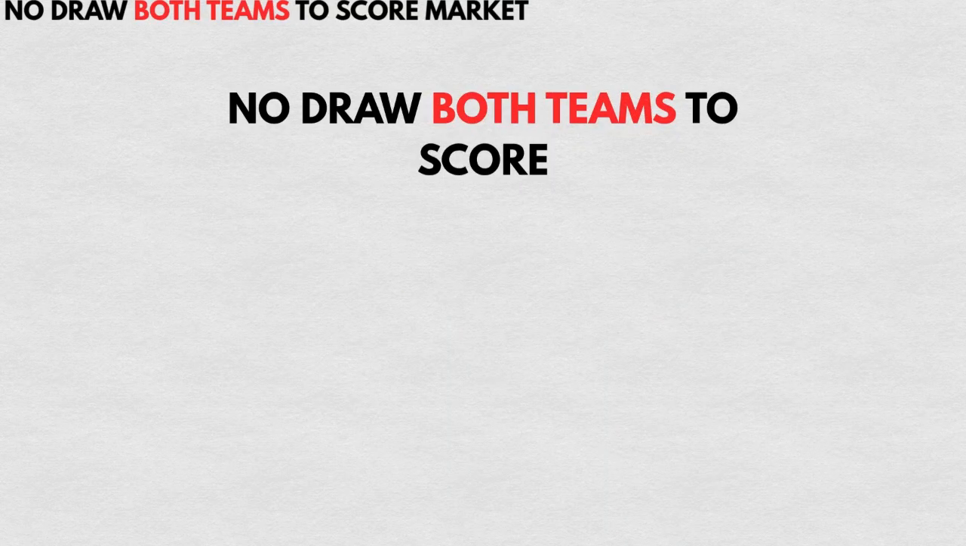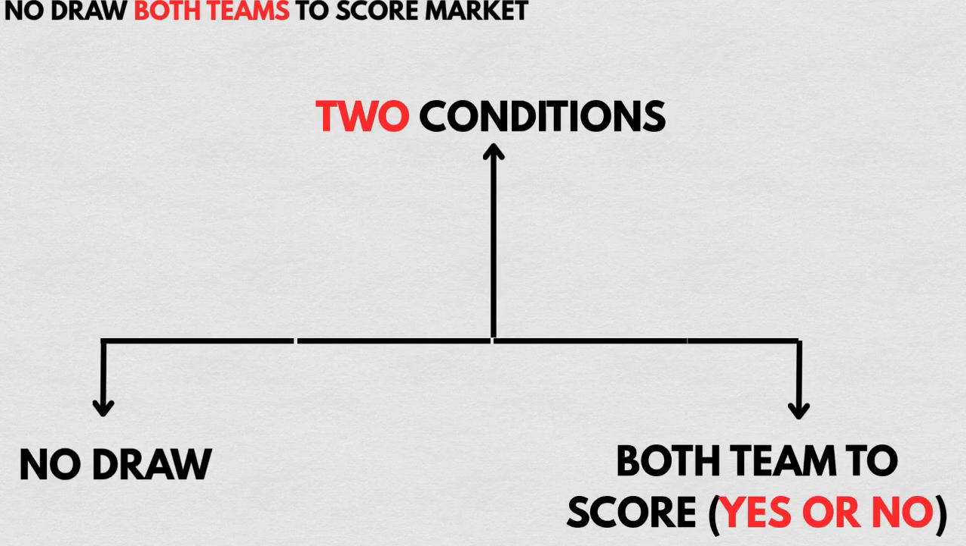No draw, both teams to score, yes or no. Now, this is another tricky market because it has two conditions in it. The first condition is very important because it's saying no draw. So whatever you pick, either yes or no, you don't want a draw in that match. And the second condition is both teams to score. Now, this condition is conditional because this is where the yes or no is going to be applied to.